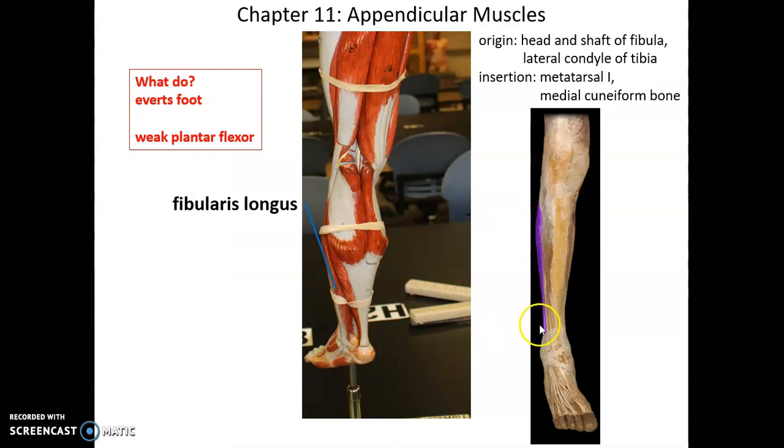Then on the lateral side, we have fibularis longus, running along the fibula. And its origin is the head and shaft of the fibula and the lateral condyle of the tibia. And it inserts into metatarsal 1 and the medial cuneiform bone. And it can evert the foot. So turn the foot so the bottom of the foot is facing more outward or laterally. And it is also a weak plantar flexor, so flexing so that the base of the foot is going down.